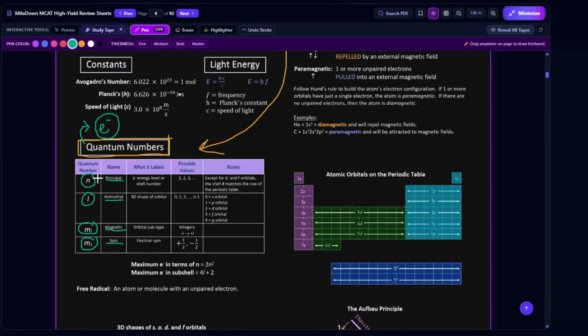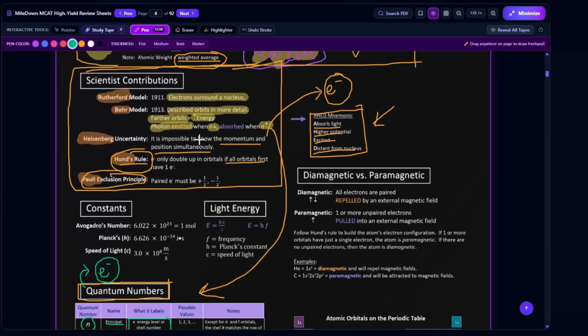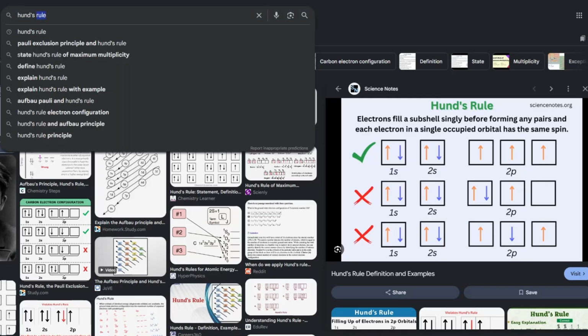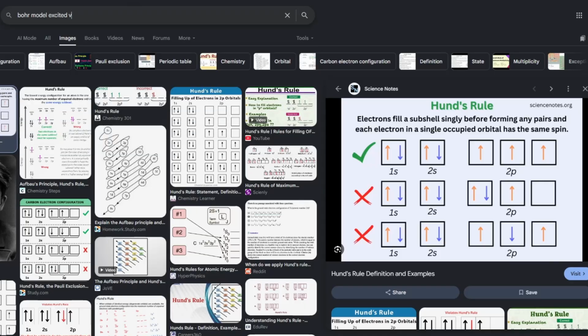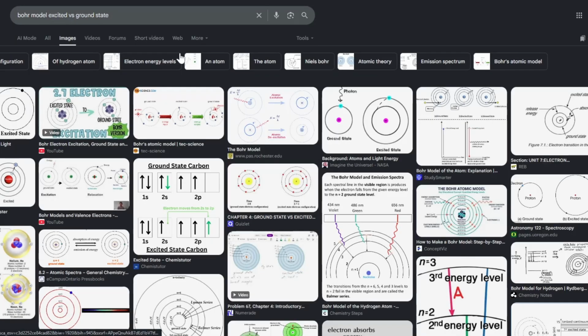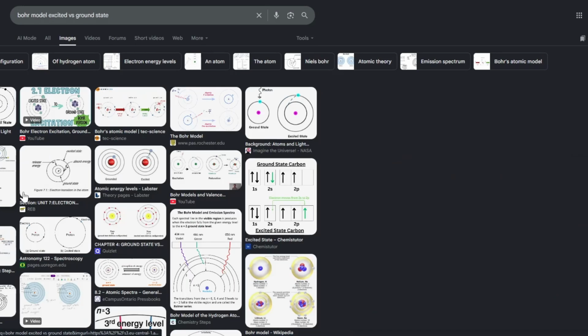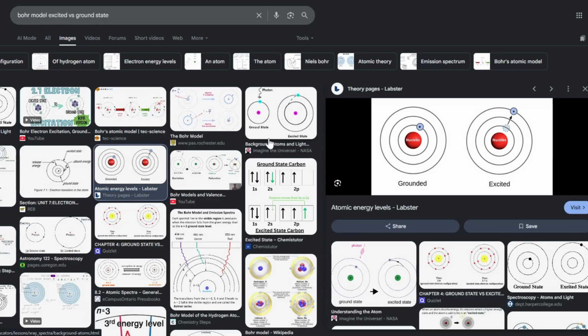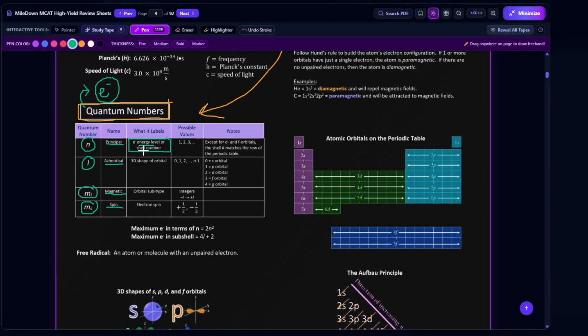So the principal quantum number, or n, represents what energy level or shell. That's what we saw earlier with the excited versus ground state. So let's look at the Bohr model, excited versus ground state. If you look at the Bohr model over here, the orbitals are n equals 1, n equals 2, n equals 3. So we saw that it's the energy level or shell number.